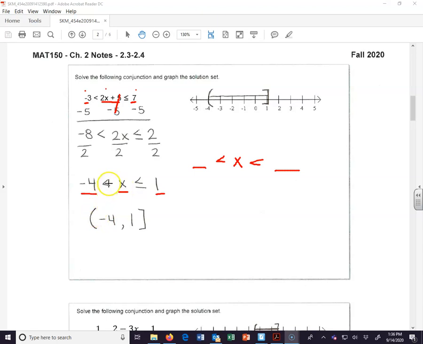The -4, because it doesn't have an equal to here, is going to have a parenthesis. And this does have an equal to, so we'll use the bracket. So we'd have -4 up to 1. When we graph it, again, parenthesis on the -4, bracket on the 1, and then just draw the line between it.